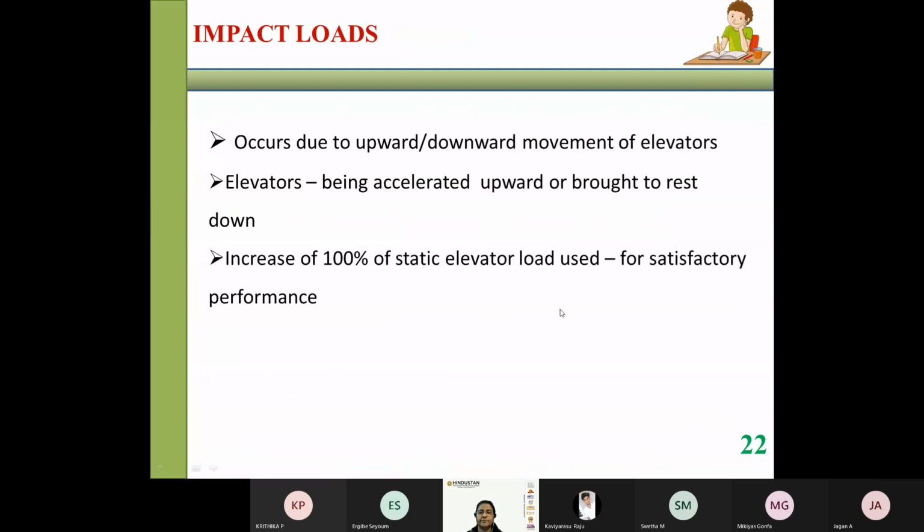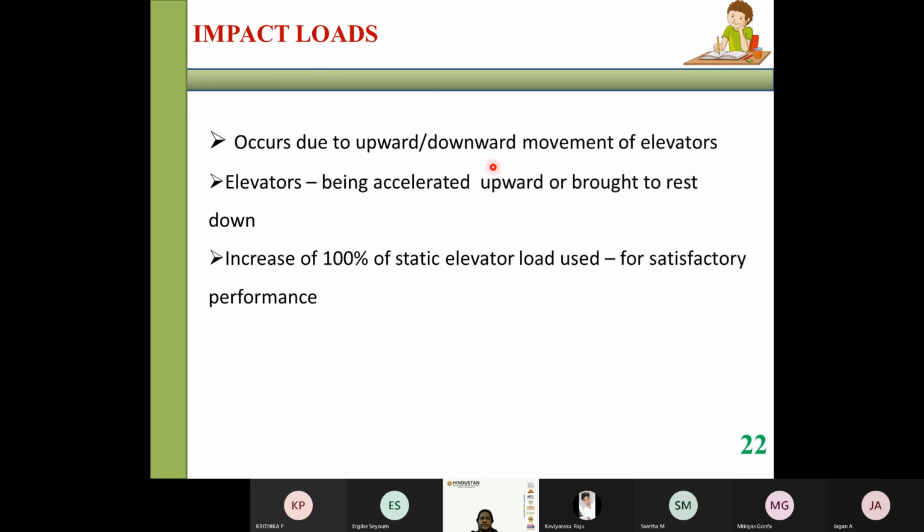Now, the next important load that you have to consider is the impact load. What is impact load? In addition to the dead load and live load, another important load is the impact load. It occurs due to the upward and downward movement of elevators. In an apartment or in high-rise structures, elevators play a big role. Most of the time, the elevators will be moving up and down. When the elevator comes and stops with full occupancy, it will create an impact on the floor slab. So that load also has to be taken when you analyze a high-rise structure.